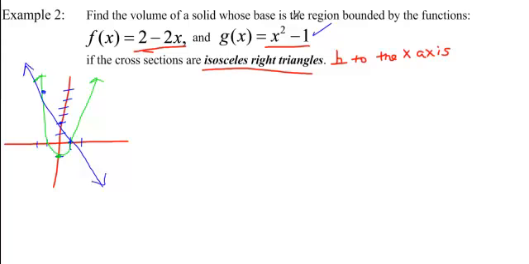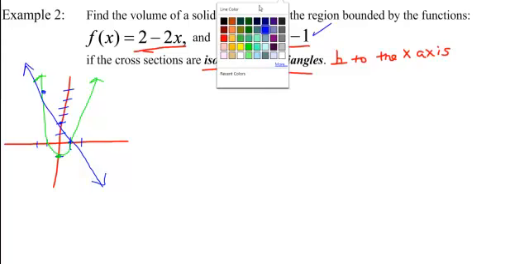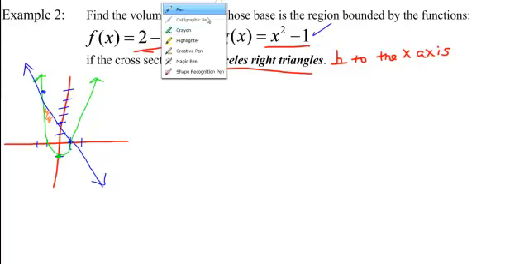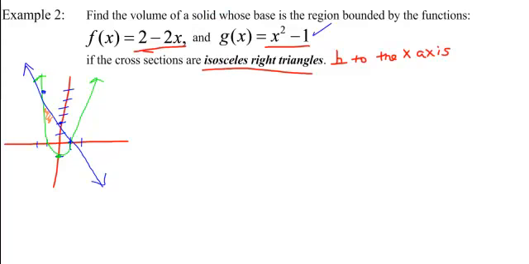So the region that we are interested in, filling with cross-sectional isosceles right triangles, that's not quite what I wanted, is this region right in here. So that's what we're interested in. Where is the intersection on this? Well, we could quickly solve for that.